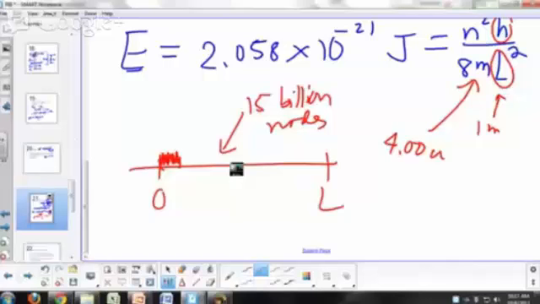If you pick a third of the box, the probability of finding it within that third of the box is going to be 1/3. If you took half the box or a tenth of the box, then the probability of finding it within that 1/10 of the box is going to be 1/10. So you are approaching the classical limit.